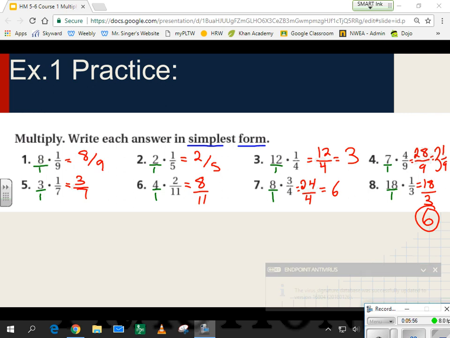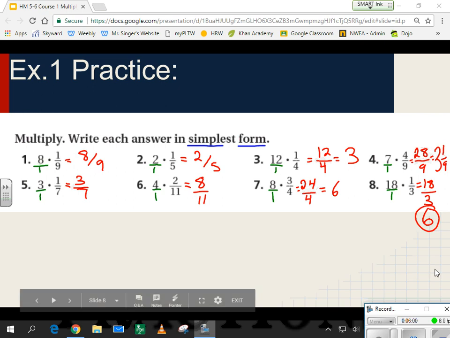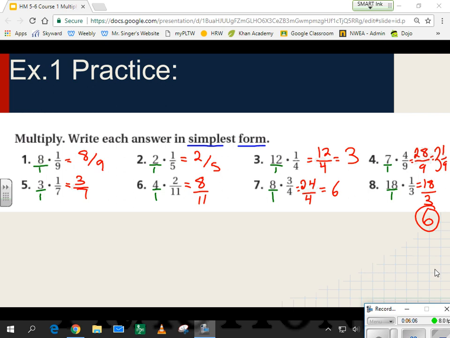So here's what you should have had. The nice thing is, besides simplifying our mixed numbers, we really didn't have to simplify anything else beyond that. So hopefully you got the same answers as I did. All right, let's get into example 2 now.